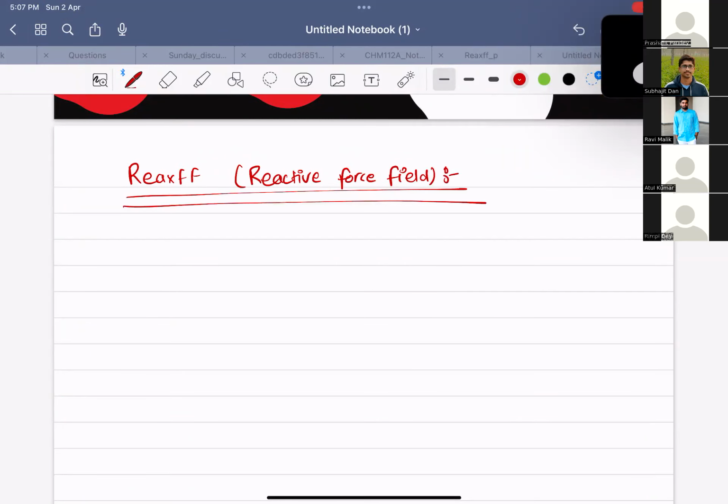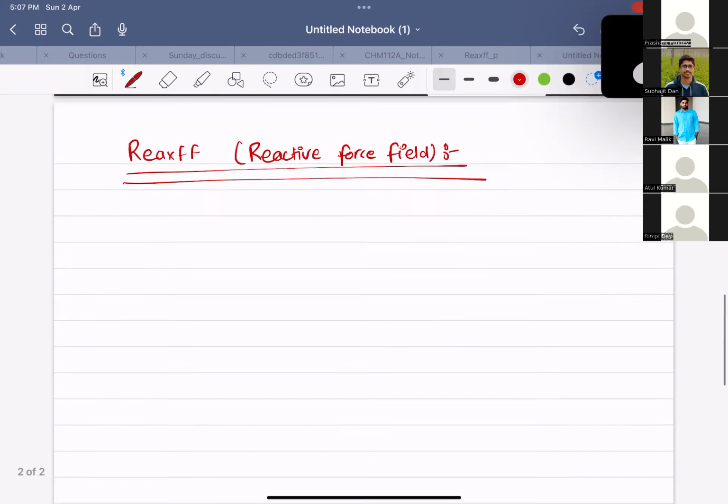Before going into the details about this reactive force field, I just want to give a quick review of what a force field is. The force field is used to estimate the forces between the atoms or between the molecules. It has some functional form with a set of parameters, which is used to calculate the potential energy.